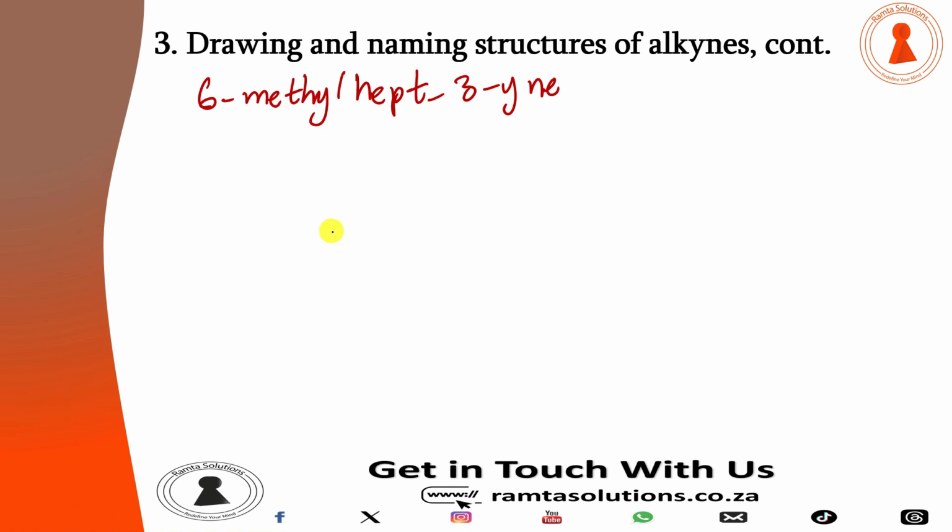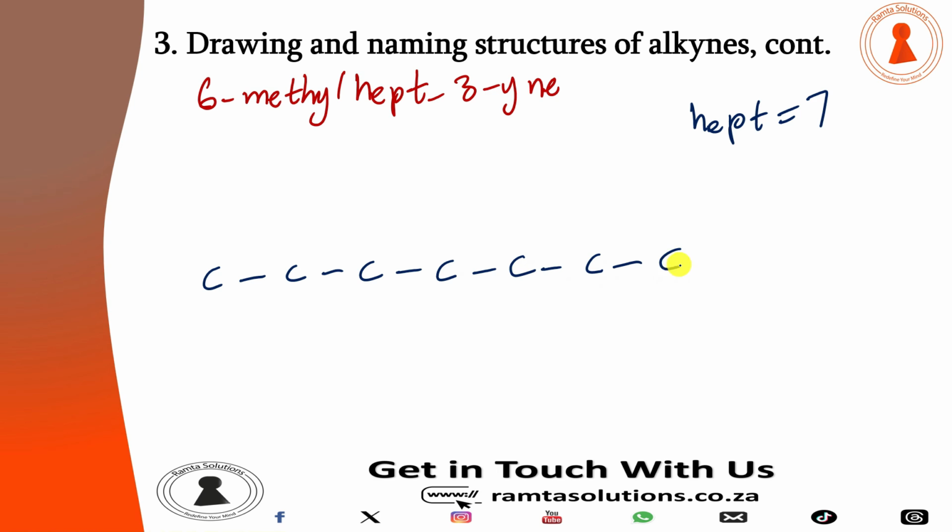Now, how do we name this? The longest chain has 7 carbons, hept. Hept means 7. So let's see: 1, 2, 3, 4, 5, 6, 7. Where is the triple bond? The functional group "yne" means it is a triple bond. Where is it? In the third carbon. 1, 2, 3. You see that? And then do we have any other substituent? Yes, it is in carbon number 6.